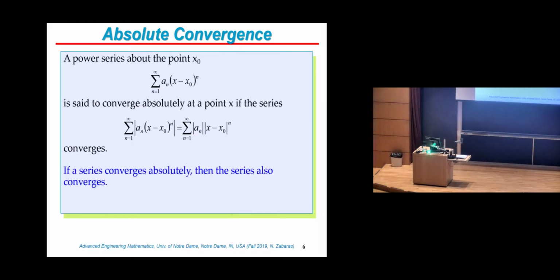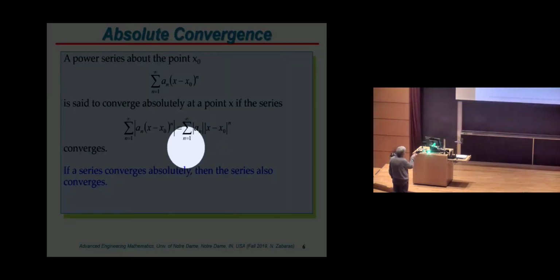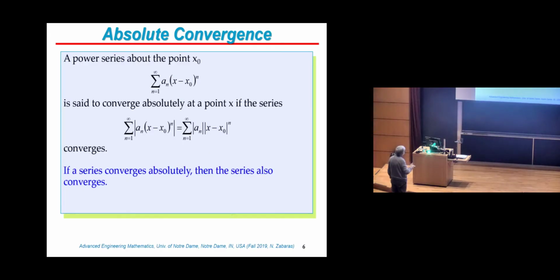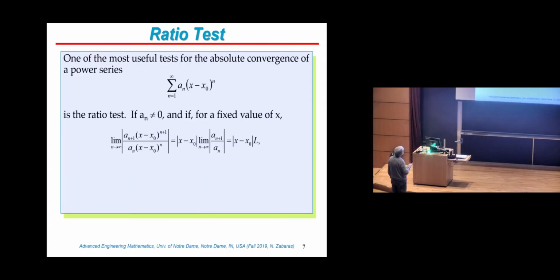Now, if a series converges in an absolute sense, then the actual series converges as well. The opposite is not true. We may have some series that actually converge, but they don't converge in an absolute sense. But this is still a very important concept of absolute convergence. We're only going to talk about one criterion to verify convergence, especially in an absolute sense, and this is the criterion that is called the ratio test.